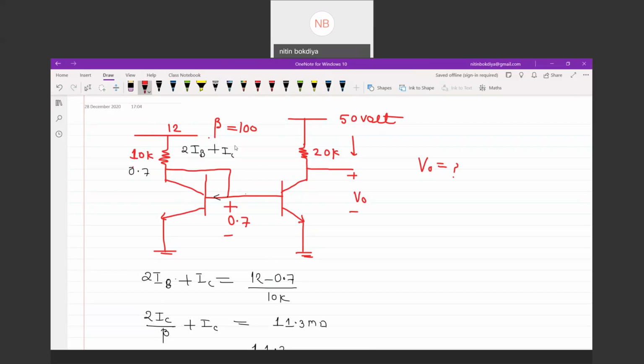It's not 11.3, it's 1.13. Okay, that makes sense. It's 1.13 है ना, divided by 10 है, 1 नहीं है. So what is V out? So you can say this voltage is 1.13. So V out can be written as 50 minus 20 into 1.13 volt.